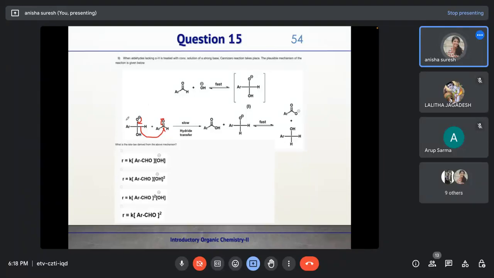So from here a carboxylic acid will be formed, and this will give rise to alcohol upon abstraction of this proton. So this is also a fast step. So we know that for determining the rate of the reaction, we will be considering the slower step, that is the rate determining step. So what will be the rate law derived from the above mechanism?